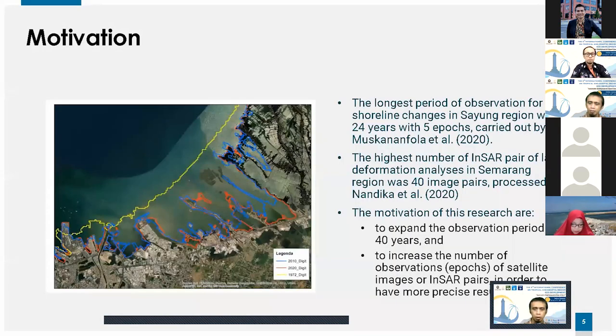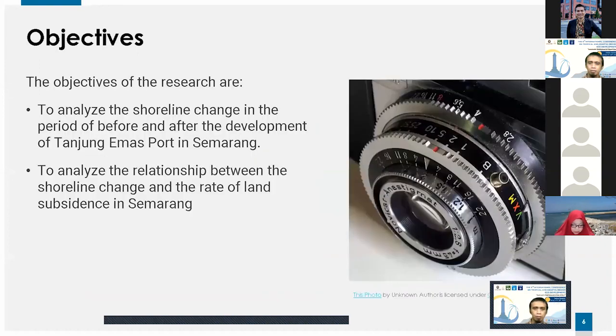But those researches use small numbers of observation, like Nandika et al. 2020, they use only 40 image pairs, and Muskananfola et al. 2020, they use 24 years of observation, consisting of 5 satellite images, 5 epochs. So we would like to know what will be the effect of expanding the observation period and also increasing the number of observations on the result.